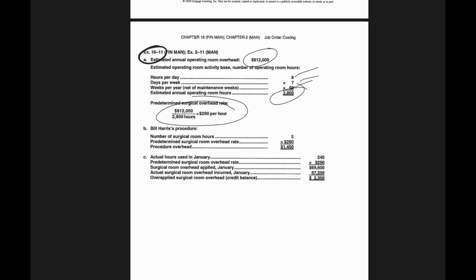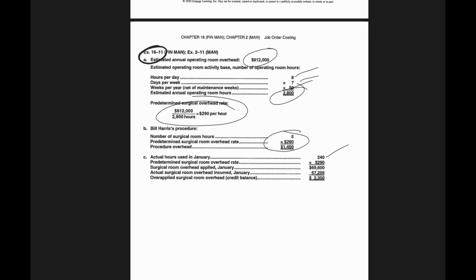Bill Harris had a 5-hour procedure. How much operating room overhead would be charged to his? Well, 5 hours times 290, $1,450. During January, the operating room was used 240 hours. The actual overhead costs incurred for January were $67,250. Was it over or under applied?